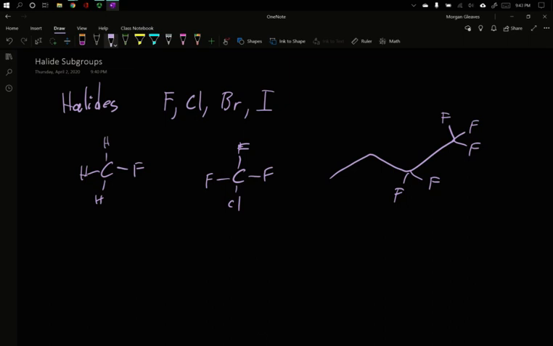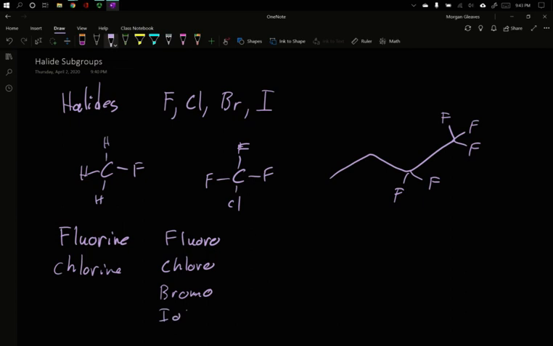And so how they get written, your fluorine becomes a fluoro. Your chlorine becomes a chloro. And then bromine is a bromo. And iodine is iodo. And so they're just prefixes at the front of the name.